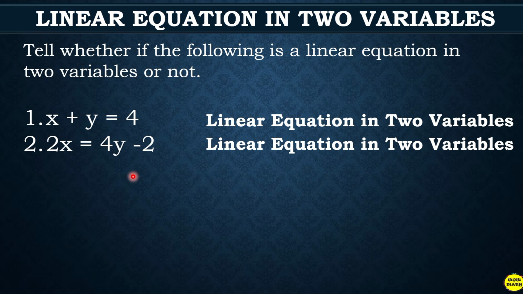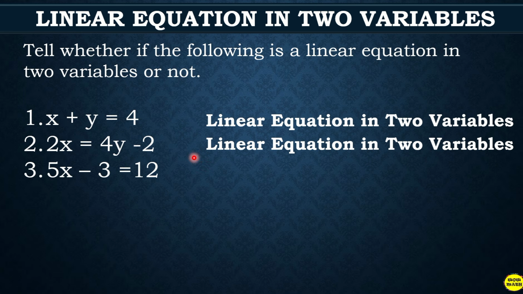Now, siguro yung iba, ma'am, this is not written in general form or even slope-intercept form. It's okay kasi pwede naman natin siyang i-rewrite as general form or slope-intercept form. For as long as the degree is on the first degree at meron two variables, then we can call it linear equation in two variables.